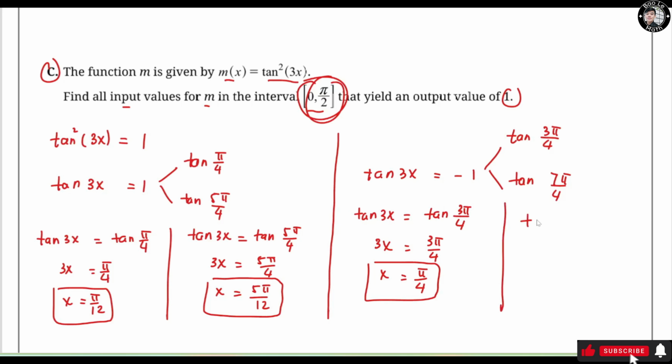And the last one, tangent of 3s equals tangent of 7 pi over 4, and then 3s equals 7 pi over 4, and then s equals 7 pi over 4 divided by 3. It's going to be 7 pi over 12, right? It is outside the domain, which is greater than pi over 2. So this is not a solution. So we have 1, 2, and 3 solutions. And it's a good time to stop.